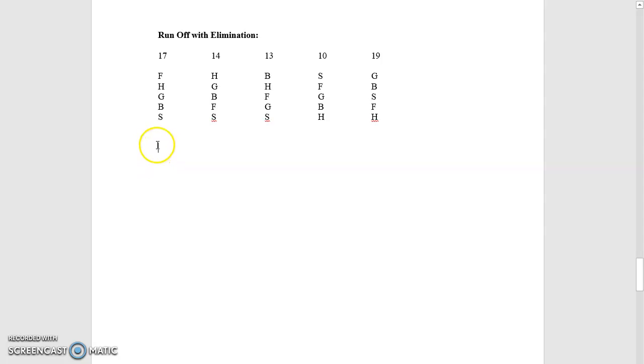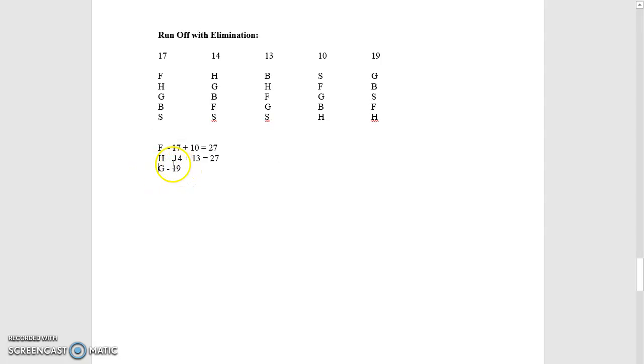Runoff with elimination here, we have F with 17, H with 14, B with 13, S with 10, and G with 19. Here, the S with 10 goes away, and those 10 votes go to F. So we reevaluate. We get 27. Now the B goes away, and those votes go to H. So now, B goes away, we have 13, we have 27, so we have a tie for the top one.